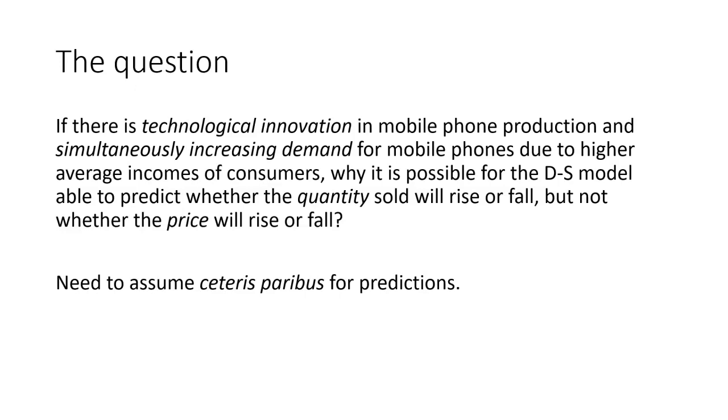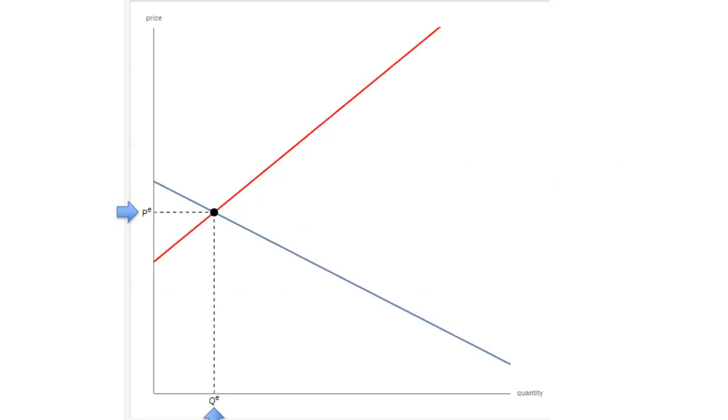Here we need to remember, if we're going to try and make predictions, we need to make the assumption of ceteris paribus. That is, assuming only technological innovation occurs and assuming only there's an increase in demand due to consumers' incomes rising, then what will happen? So assuming all other conditions which could possibly happen remain constant or don't occur. Alright, so let's start off.